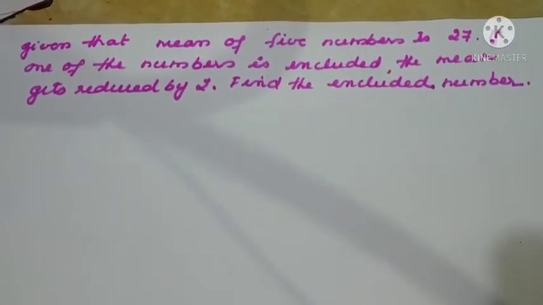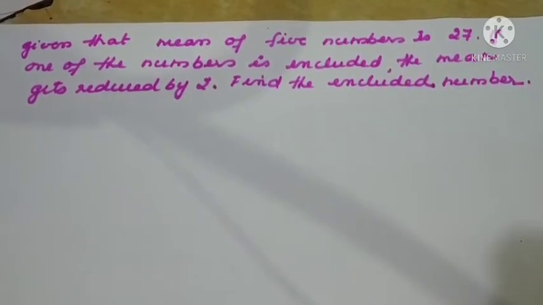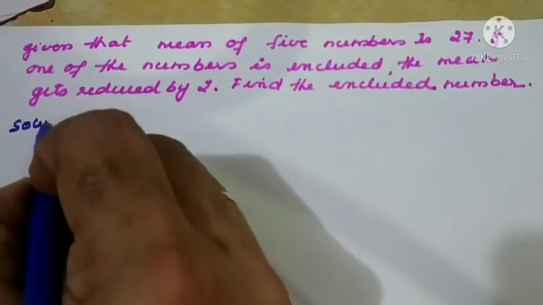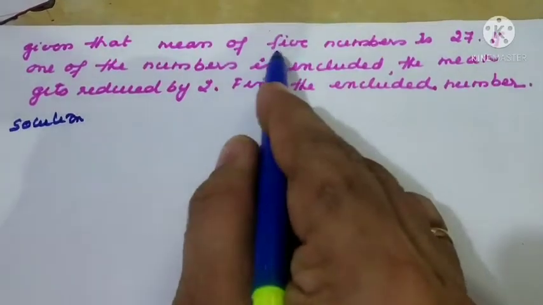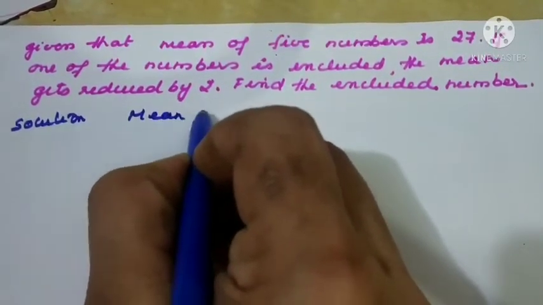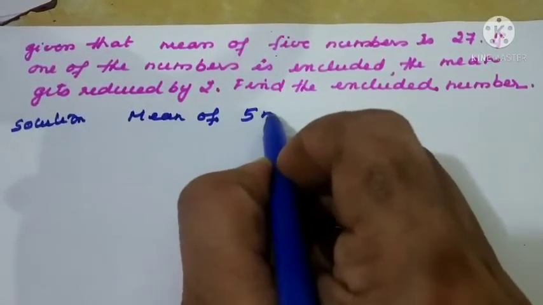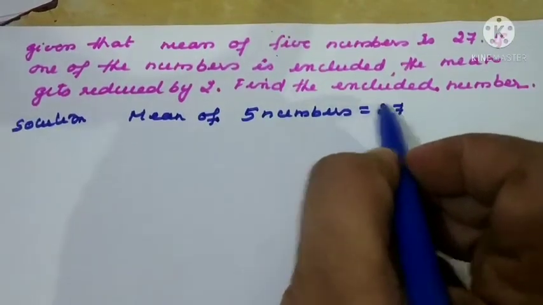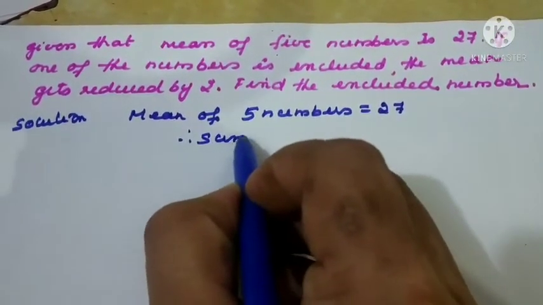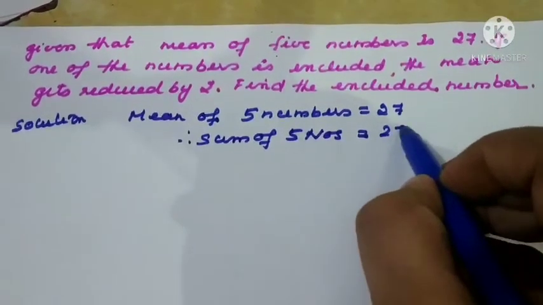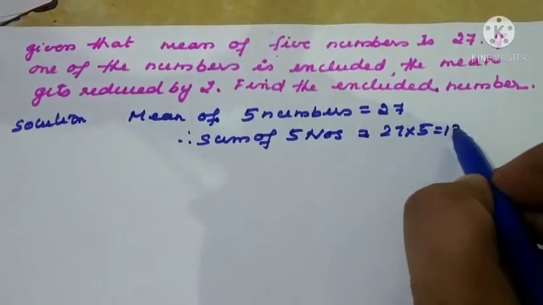Given that mean of 5 numbers is 27, if one of the numbers is excluded, the mean gets reduced by 2. Find the excluded number. So how many numbers is the mean given for? 5 numbers. So we'll write here mean of 5 numbers equal to 27. Therefore sum of 5 numbers equal to 27 into 5 equal to 135.